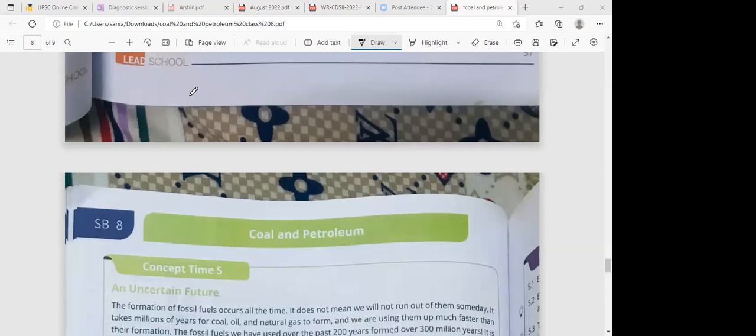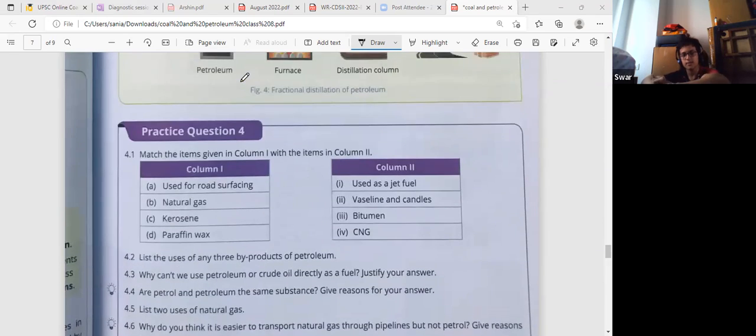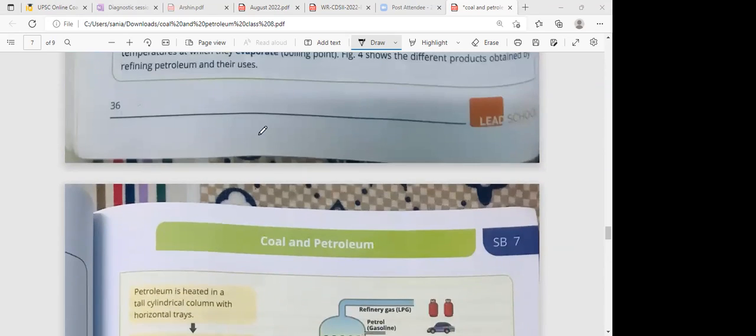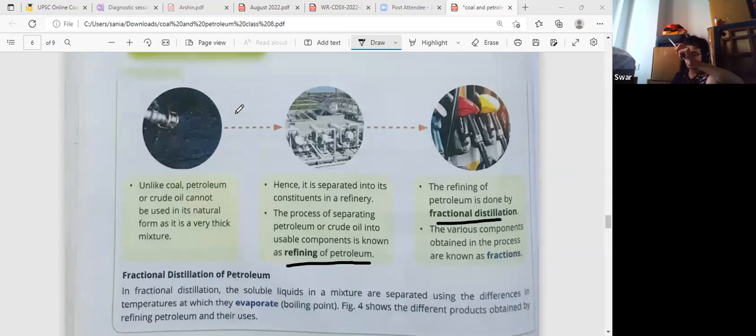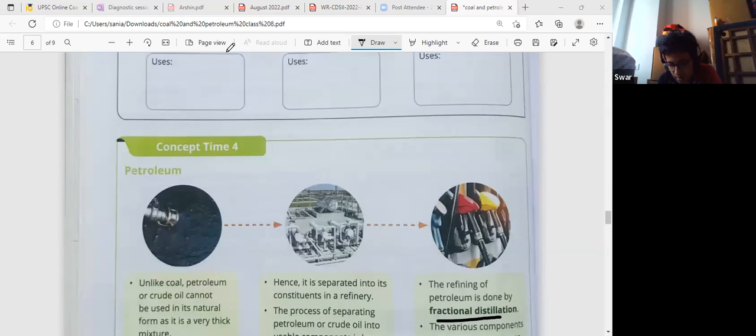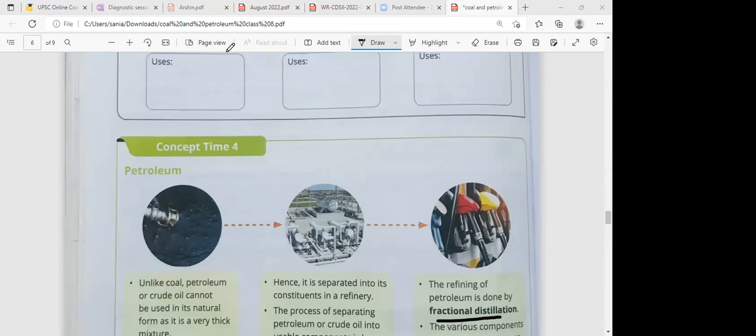So tomorrow I'm planning to take your maths because we'll start with exponents and powers. Yes, ma'am. So tomorrow we'll do maths, and after that we'll cover this. Okay, ma'am. So you can quickly revise it and let me know if you are not getting anything.